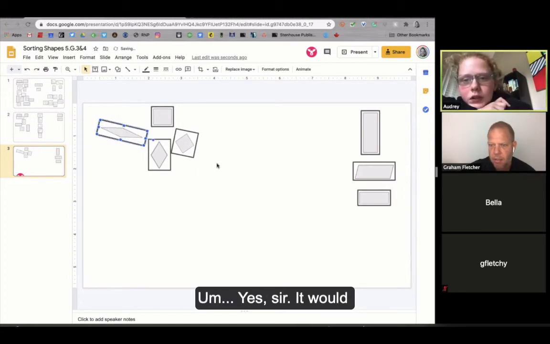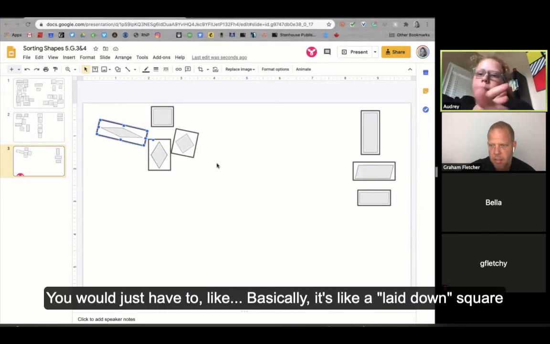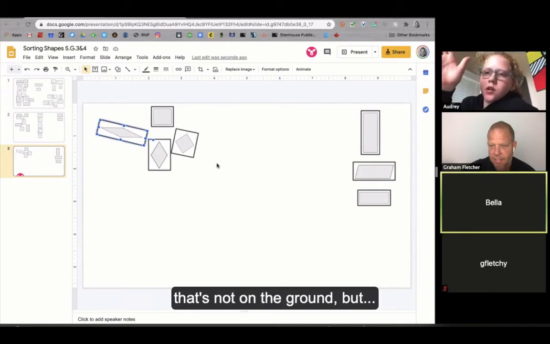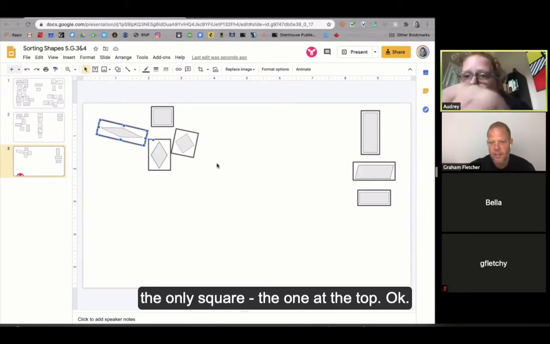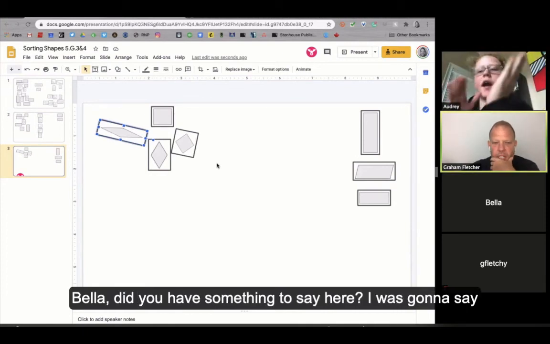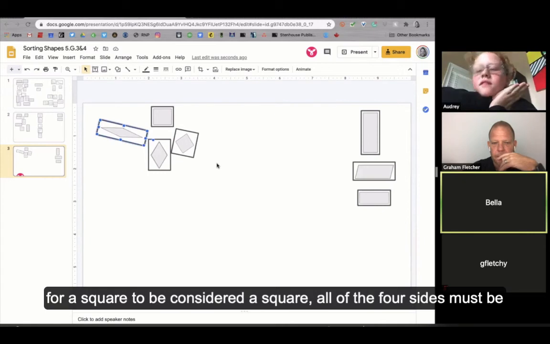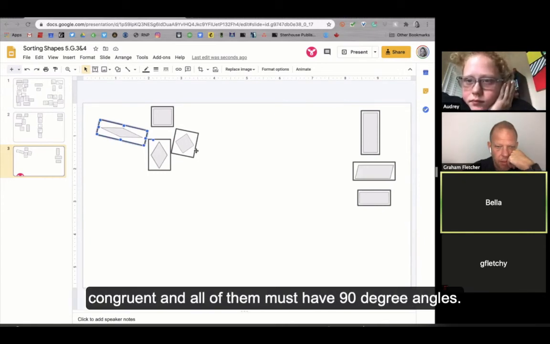Yes, sir. Basically it's like a laying down square. So it's flat on the ground. And the square that most people would say is the only square, the one at the top. Okay. Bella, did you have something to say here? I was going to say, for a square to be considered a square, all 4 sides must be congruent and all of them must have 90-degree angles.